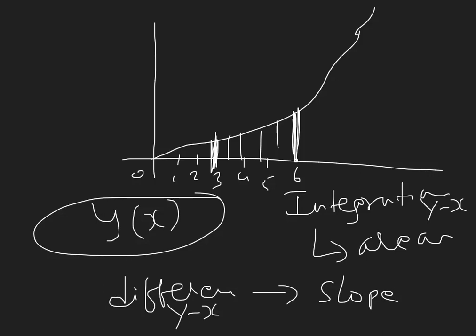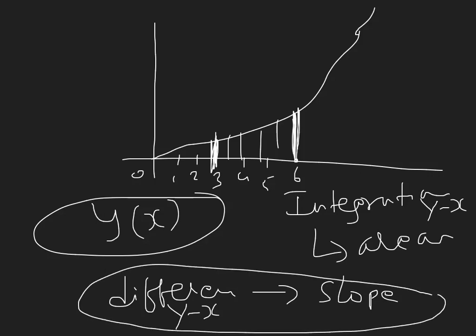Okay, so to find the slope, what do we use? Differentiation. To find the area, what do we do? Integration. Whenever area is mentioned, do integration. And if the slope is mentioned, do differentiation. Like that we have to use differentiation and integration: differentiation for the slope of the graph, integration for the area of the graph.